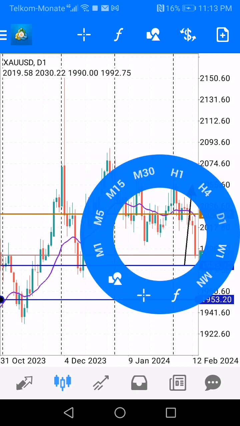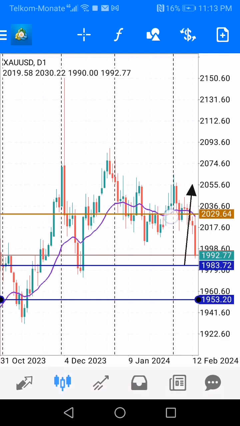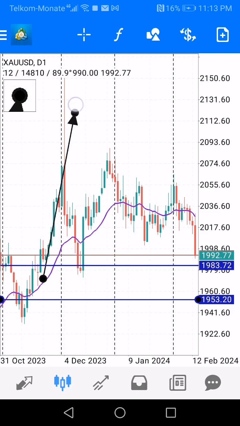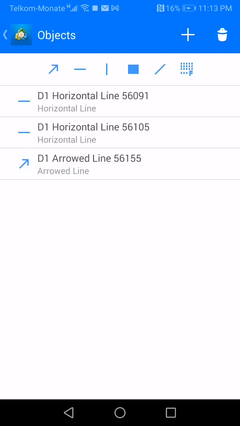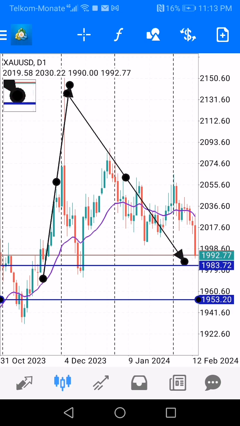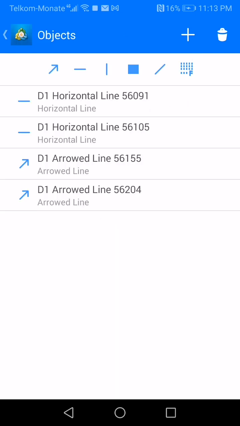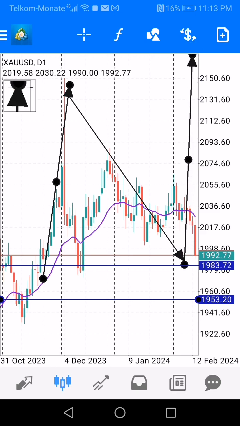What do you see here? Six months high, breakout, pullback. We might see continuation to the sky. See, the whole game is about breakout and pullback continuation, bro. The whole game is about breakout, pullback, continuation. Nothing more, nothing less.